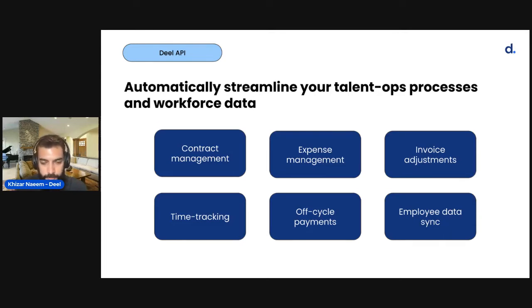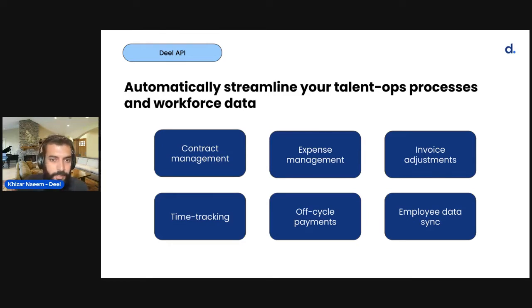Time tracking is quite popular. There are multiple tools used today to track times for contractors on the projects they're working on. And then Deel API helps you synchronize this time automatically to Deel instead of doing it manually. Off-cycle payment is like if you want to pay people instantly off their cycle, you can do that with Deel API easily. And then finally, you can synchronize employee data across multiple platforms. You can pull out the data from Deel and then synchronize it back to your HRIS or any other platform that you're using.